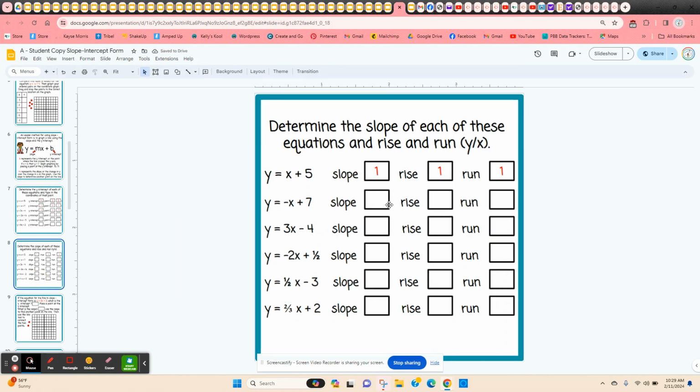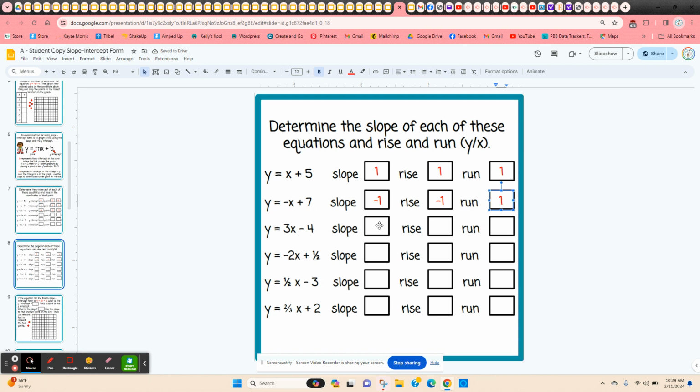Then the next slide is determining the slope. So here we look at the number that's multiplied by the x. Here it would be -1. And that would be what rise and what run. So -1, you can do this 2 different ways. It could be -1 rise, run 1, or these can be switched.